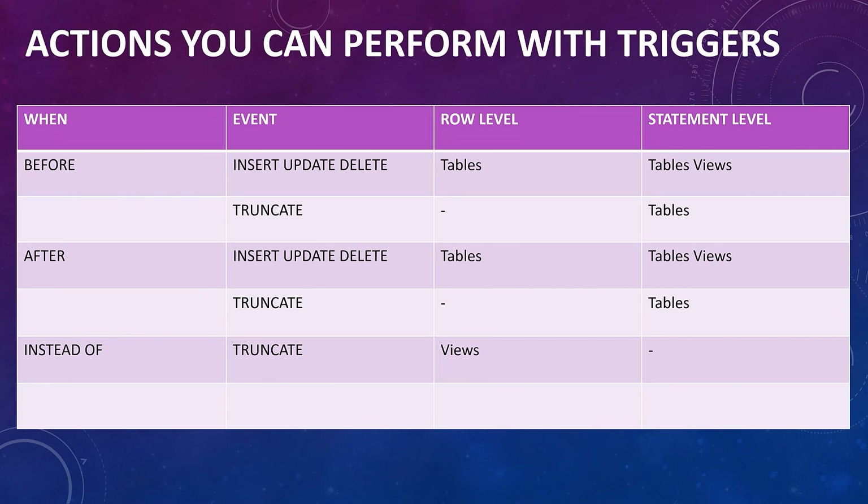One thing that is really important to understand is when you can perform certain actions with triggers. As you can see on this table, it shows what triggers can execute based on when they are to execute. So for example, if a trigger is to execute before, if an event is insert, update, or delete, it can perform actions on tables if row level, and on tables or views if at statement level. Don't worry if this doesn't totally make sense. When I show you some examples, it will.